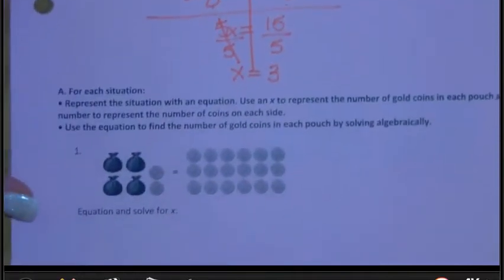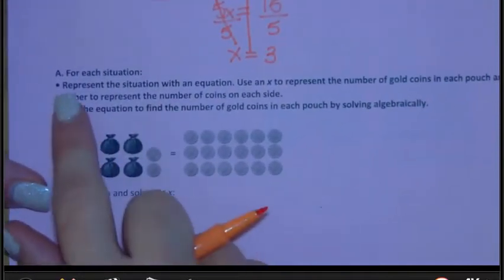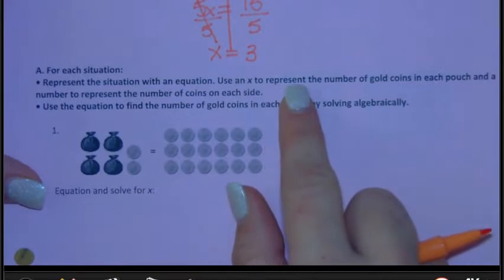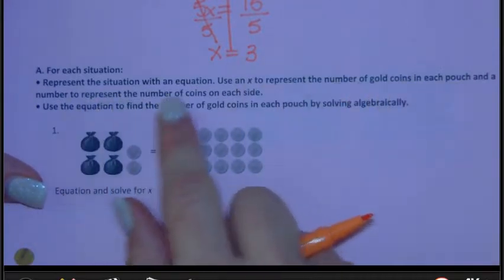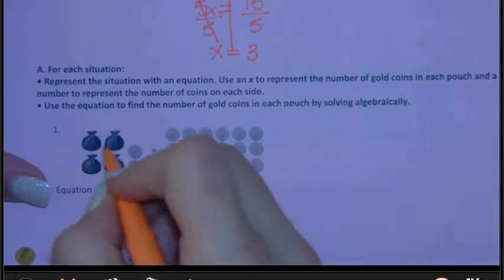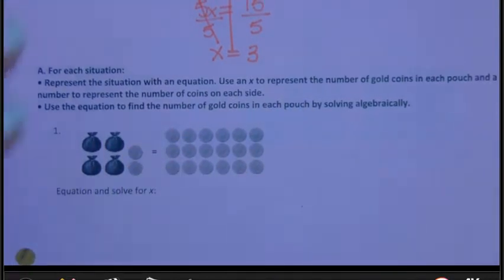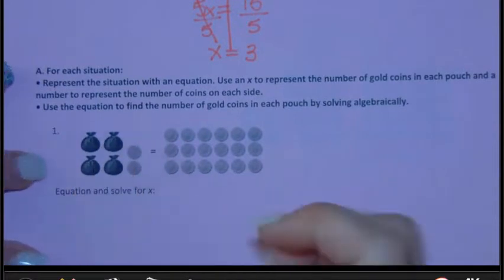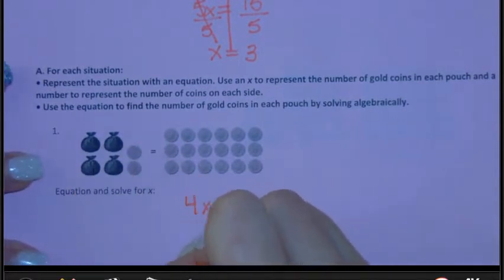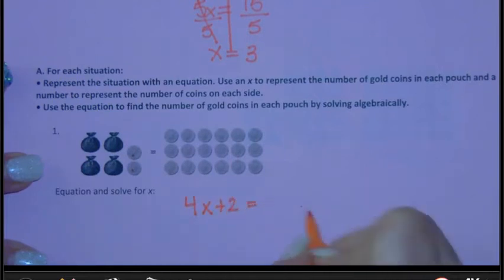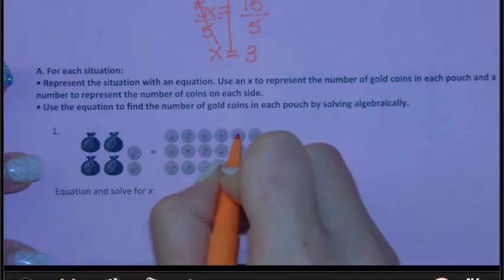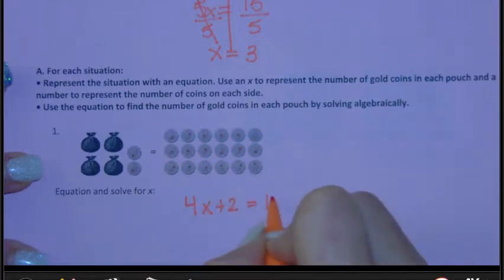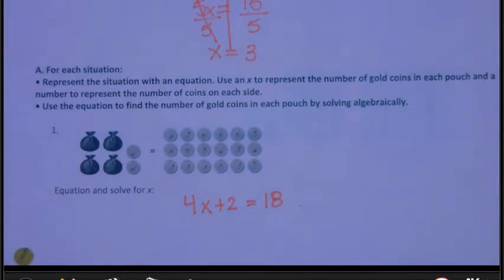Okay, well, let's try this for another one. For each situation, represent the situation with an equation. Use X to represent the number of gold coins in each bag and a number to represent the number of coins that you see. All right, so each bag is represented by X. I have 1, 2, 3, 4 bags on the left plus 2 coins on the left is equal to 1, 2, 3, 4, 5, 6, 7, 8, 9, 10, 11, 12, 13, 14, 15, 16, 17, 18 coins on the right.